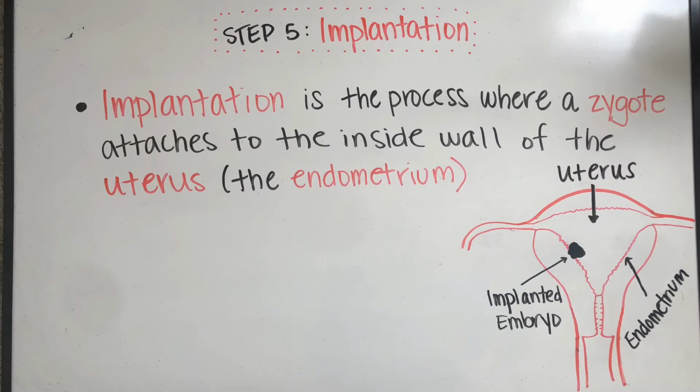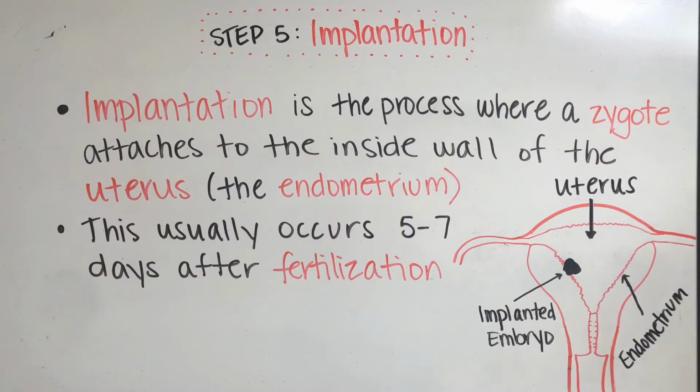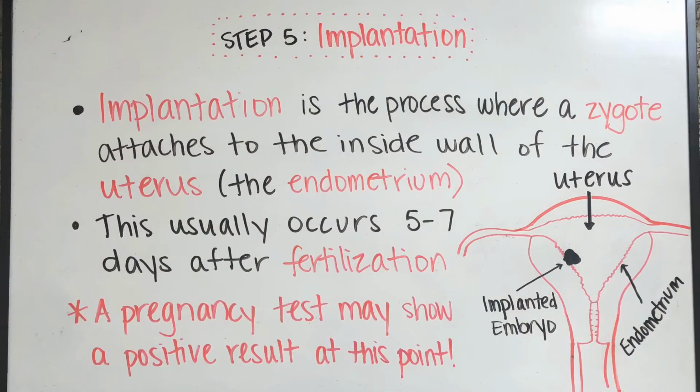Step 5 is implantation. Implantation is the process where a zygote attaches to the inner lining of the uterus. This is the endometrium. This occurs typically between 5 to 7 days after fertilization, and after this occurs, you may have a positive pregnancy test result.